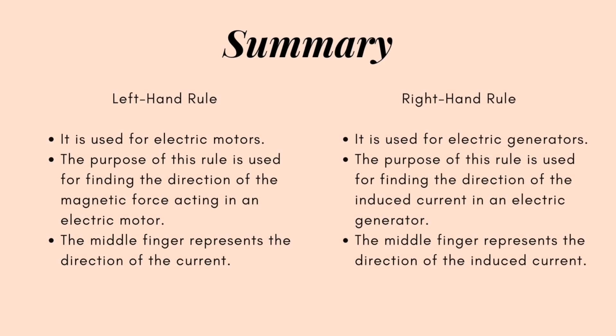Lastly, here are the differences between Fleming's left-hand and right-hand rule. Fleming's left-hand rule is used for electric motors. Its purpose is to find the direction of the magnetic force acting in an electric motor, and the middle finger represents the direction of the current, while the right-hand rule is used for electric generators. Its purpose is to find the direction of the induced current in an electric generator, and the middle finger represents the direction of the induced current.